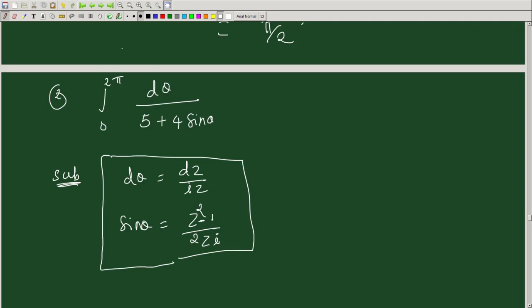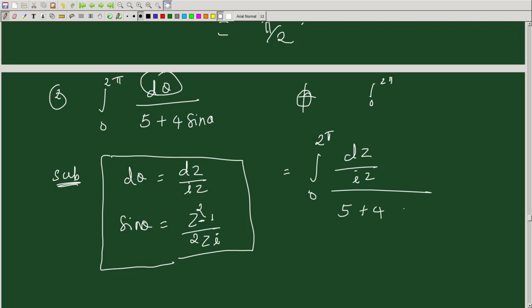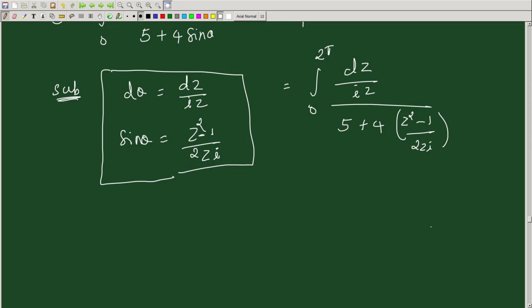This is a closed circle from 0 to 2 pi, it's a unit circle. So it is type 3. How to identify it is a unit circle? They'll give you the 0 to 2 pi interval. That is important. If not, you have to make a 0 to 2 pi interval. Now the question, 0 to 2 pi. How to change d theta? dz by iz. And 5 plus 4 times sin theta, how to change this? (z square minus 1) by 2zi. Right? 2zi.